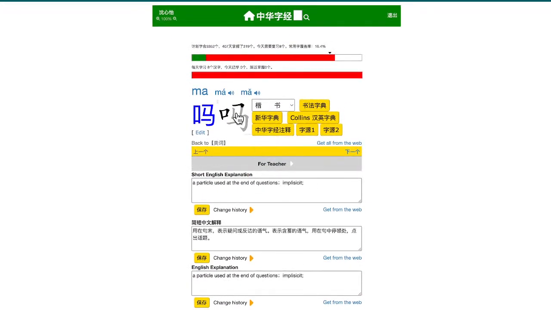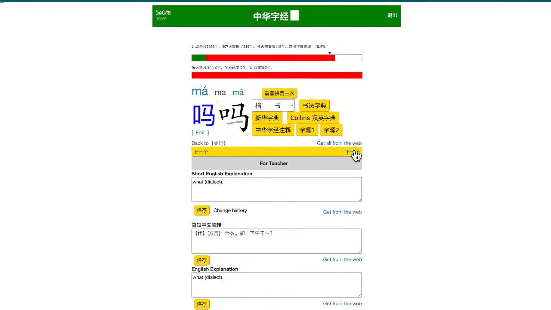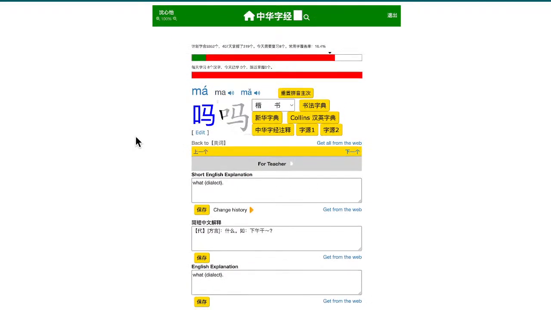Now next one is ma. Ma is used in dialect in some regions of China, like 下午干嘛？What does 干嘛 mean? 下午干嘛？It means what are we doing in the afternoon.